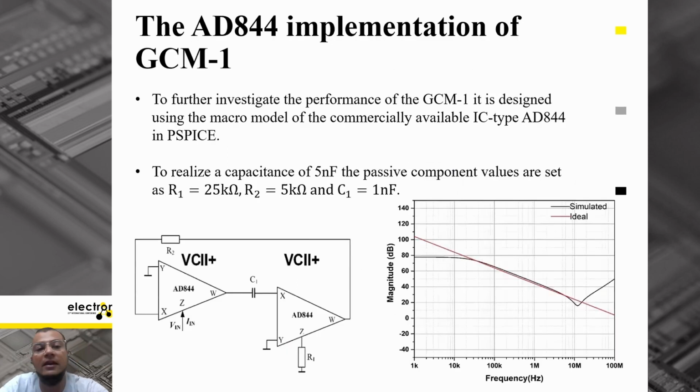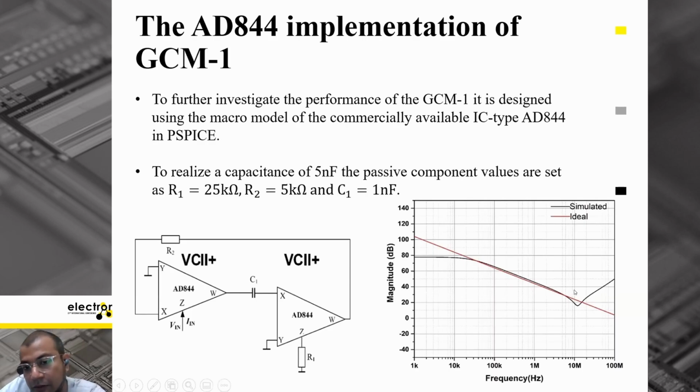Now, since there was some time constraint and the facilities were also not available, we could not do the full chip level implementation of our concept. So just for a proof of concept, we have taken the AD844 IC micro model and implemented our GCM1, the first negative capacitor multiplier, on PSpice. We have taken the micro model from the website of Analog Devices, which manufactures the AD844, and we implemented that just to verify that our circuit works perfectly.